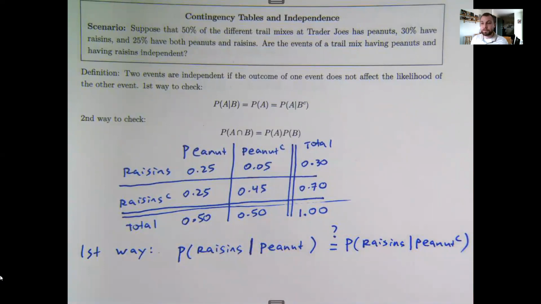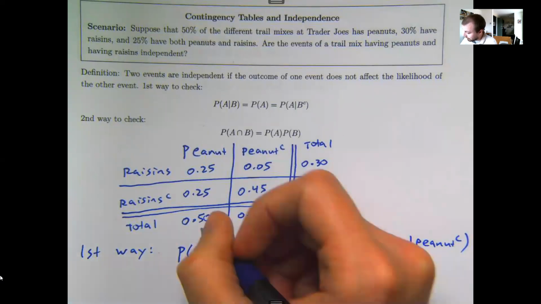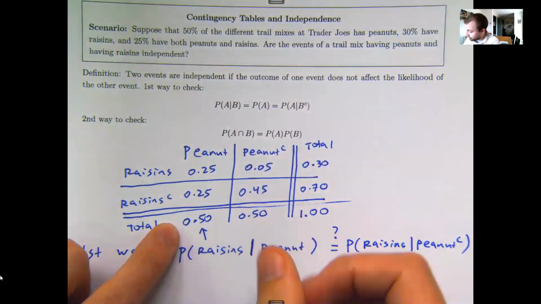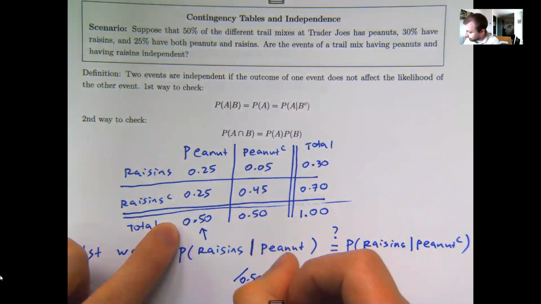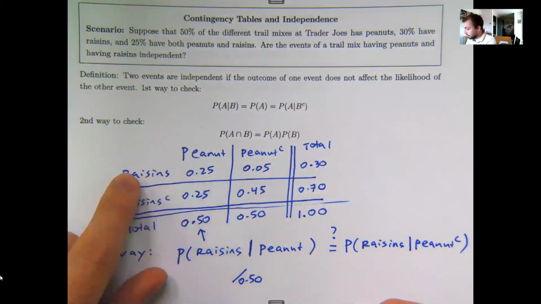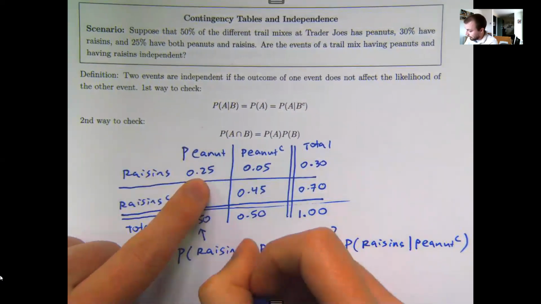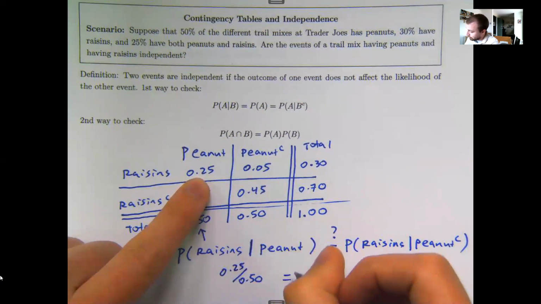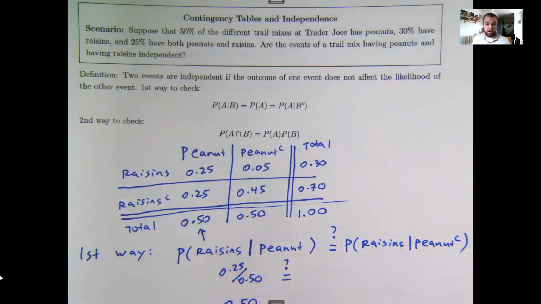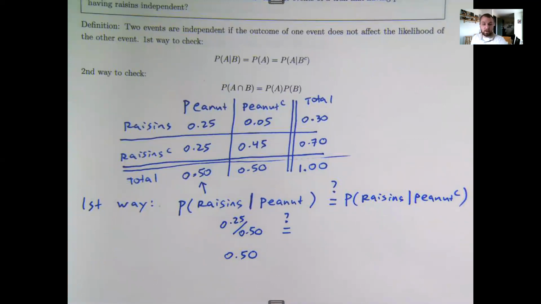So I'm going to figure out what's my success rate for the peanut group, what's my success rate for the non-peanut group. So starting with raisins given they have peanuts. That's this first column here. Looking at this, it has a denominator of 50%, so this is out of that 0.5. And the value that I want is the raisin amount sitting inside of this. I have 0.25. So typing this into a calculator, this tells me 50% of the trail mixes that have peanuts also have raisins in them.